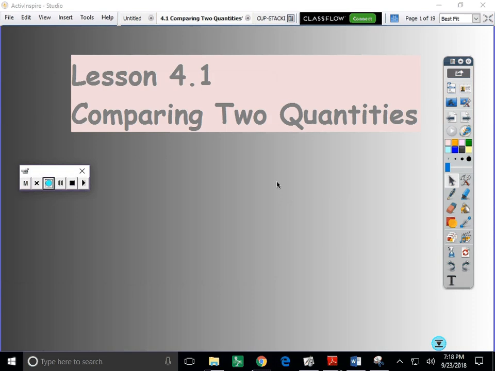Welcome to lesson 4.1. This lesson comes from our Math in Focus 6th grade textbook, or Course 1 of Math in Focus. We are comparing two quantities, so we're going to use some ratios today. We're also going to have to consider finding like units, or using conversions to create two units that are alike.